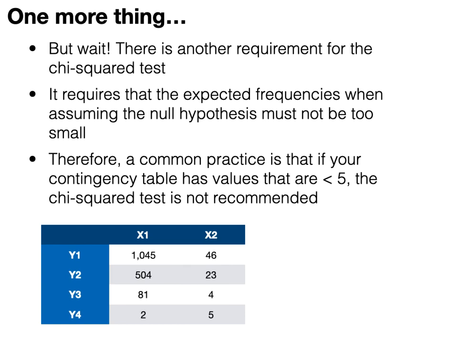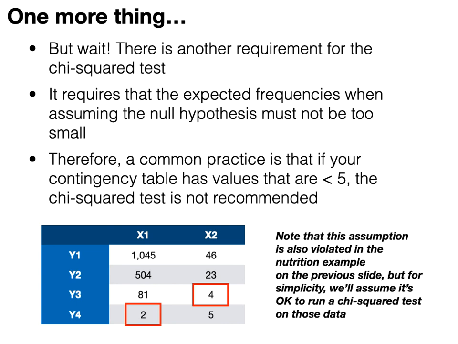So for example, here's an imaginary contingency table. We've got our x variable, we've got our y variable, and we've got a few cells here that have values less than 5. And so we shouldn't be using a chi-squared test for this analysis. Now I bring this up here because the example of that study of nutrition studies also violates this assumption. One of the cells had a value of 0, but just in the interest of the lecture, we'll assume that it's okay to run that chi-squared test.